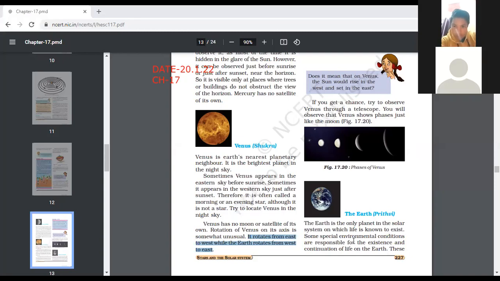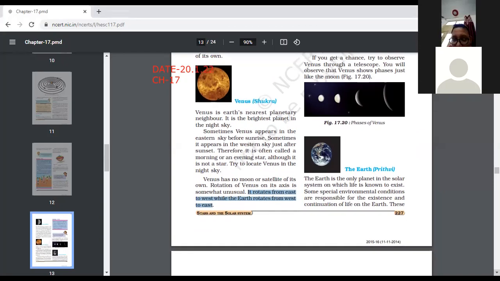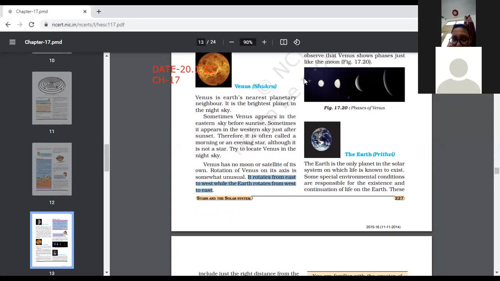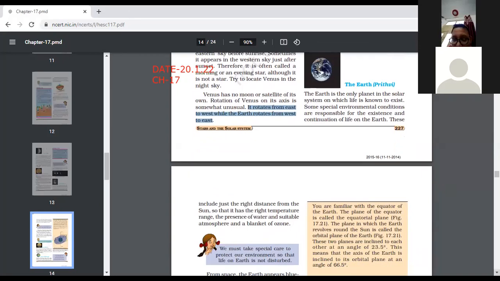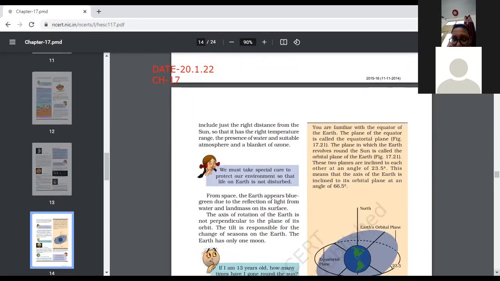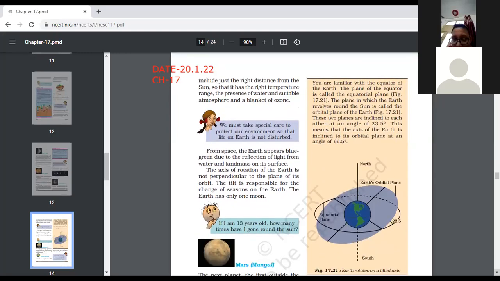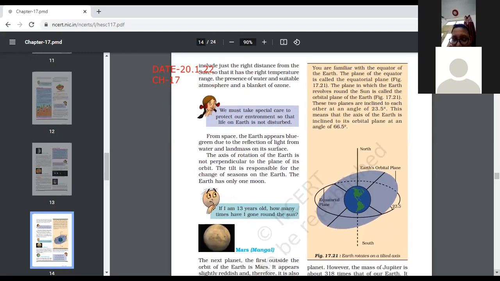Earth is the only planet in the solar system on which life is known to exist. Some special environmental conditions are responsible for the existence and continuation of life on the Earth. These include just the right distance from the sun so that it has the right temperature range, and the presence of water, a suitable atmosphere and a blanket of ozone.